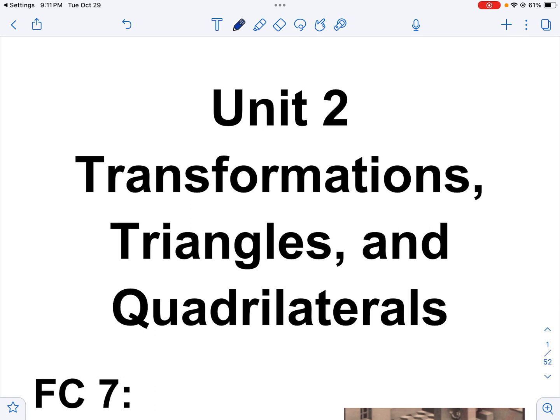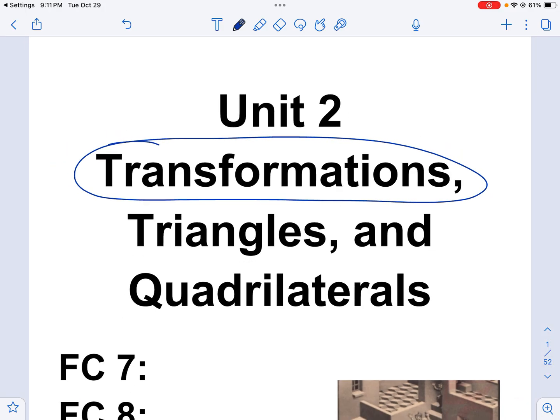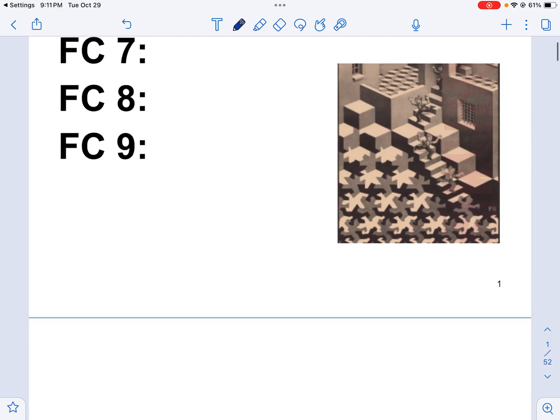All right, today we're going to start Unit 2, which is transformations, triangles, and quadrilaterals. Today we're going to focus on transformations, and that's what Fluency 7 is going to cover. I will talk about the date of Fluency 7 when I get back on Thursday.